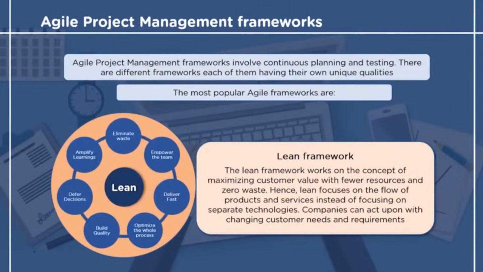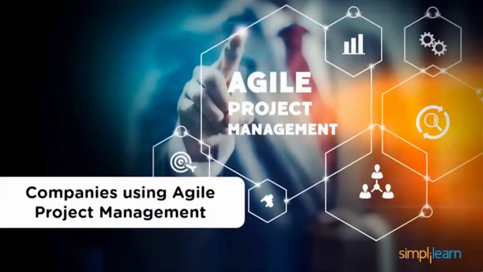The Lean framework works on the principle of providing maximum customer value and creating zero waste. It focuses on optimizing the flow of products all through the value stream. This helps in eliminating waste all through the process and create processes that require less human effort. This also simplifies the process of information management and makes it more accurate. Finally, let's have a look at some companies that have opted for Agile project management.